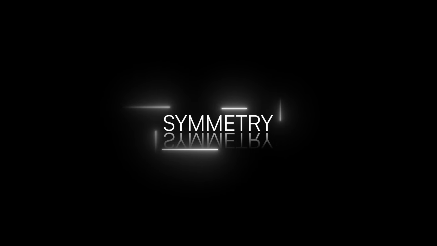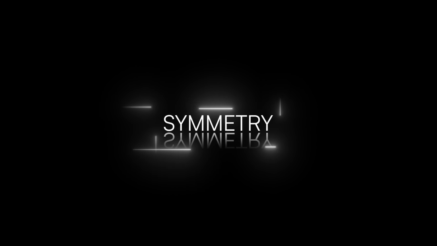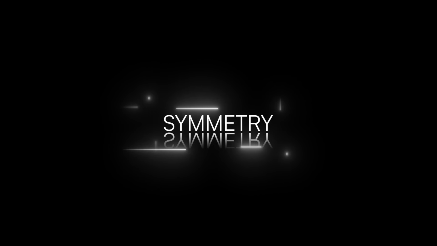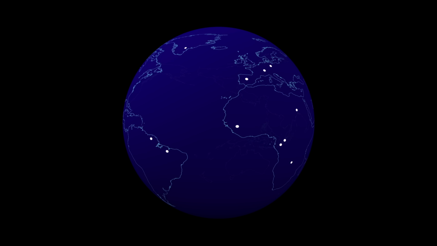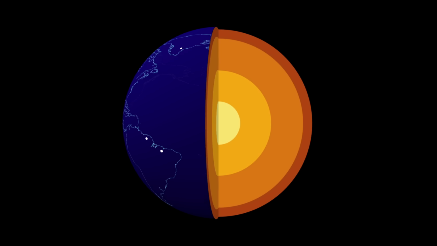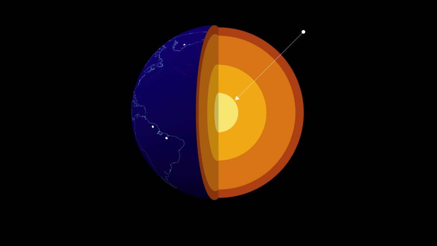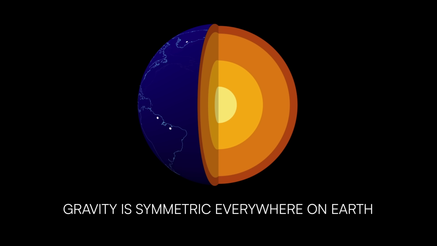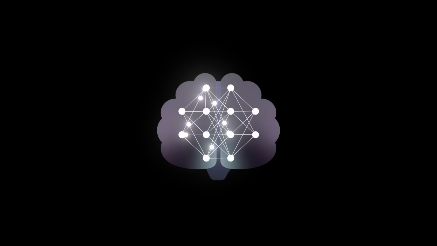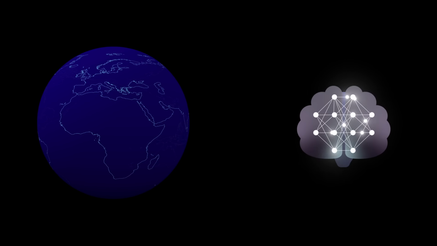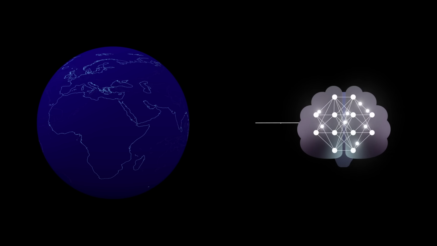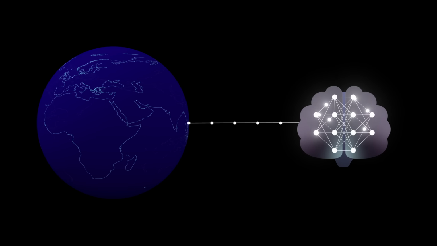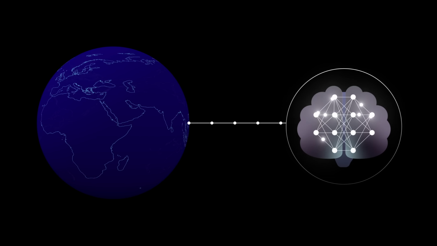Symmetry is one of the most powerful principles in physics in particular, and there are many more examples of it. In Newton's law of gravity, for instance, it doesn't matter where you are on the Earth. All that matters is how far away you are from its center. The force of gravity is symmetric everywhere on Earth. In machine learning, most of the data we want to learn also has a lot of symmetry. This is because data is something measured in the real world, and the real world obeys the laws of physics. In many cases, this makes it possible for relatively small neural networks to do the job.